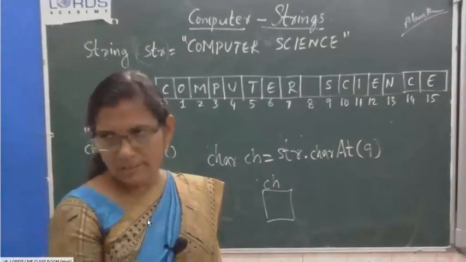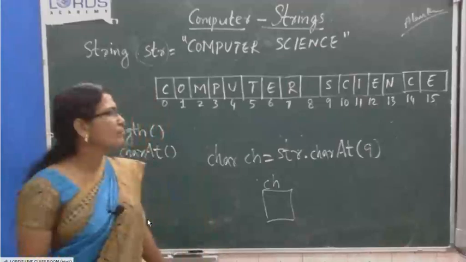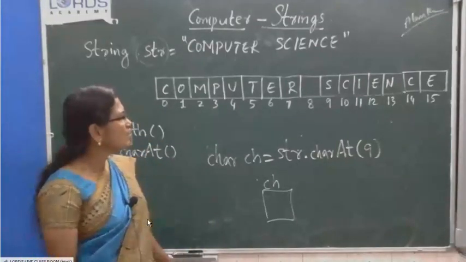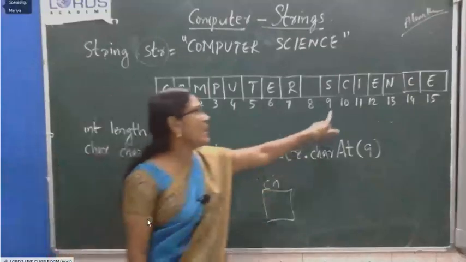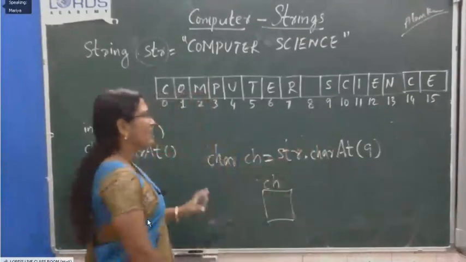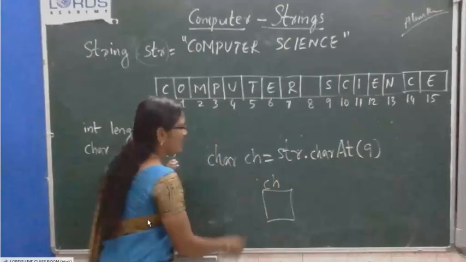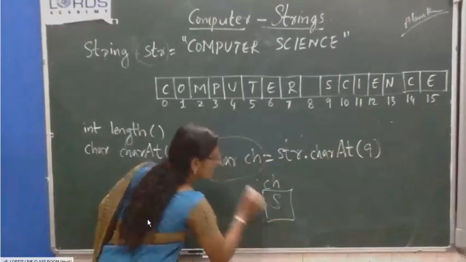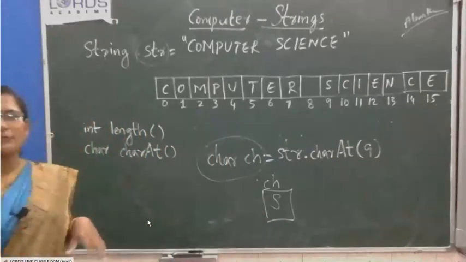Maria Denny, is she there? Tell me. Yes. Which is the character at 9? S. Character S will be taken. It will be extracted from the string and stored in the variable specified here on the left hand side. So, the character S is taken out from the string.